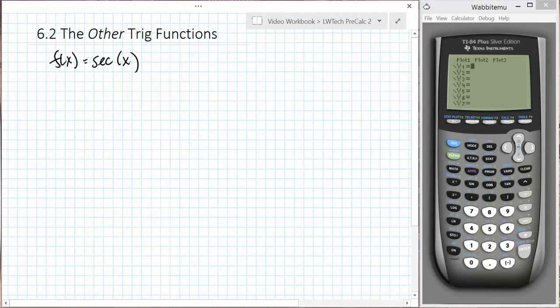Before we get too far into the discussion, let's take a look at what the calculator graph looks like. When we try to put in the function y equals secant x, we find there's no secant button. So instead, we're going to use the relationship definition we learned in the last chapter, that the secant of x is equal to 1 over the cosine of x. What does this graph look like?